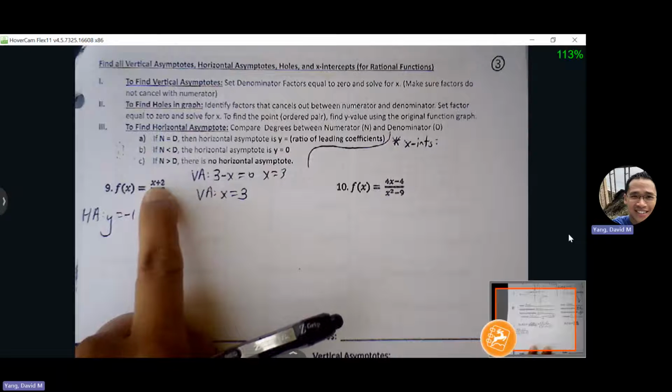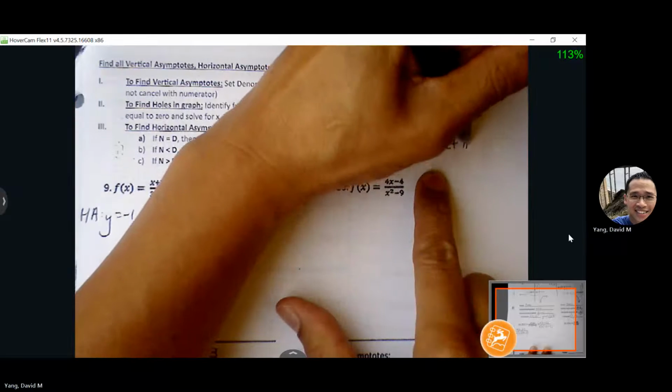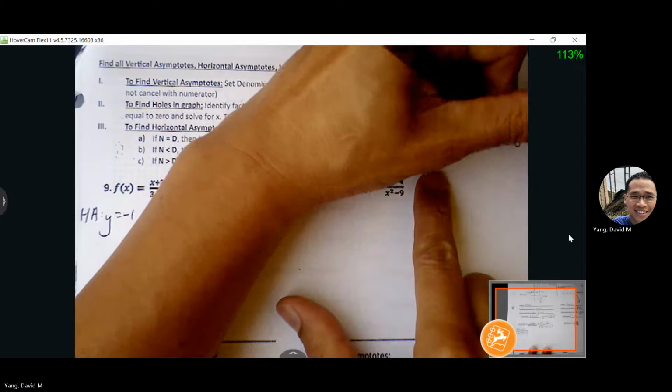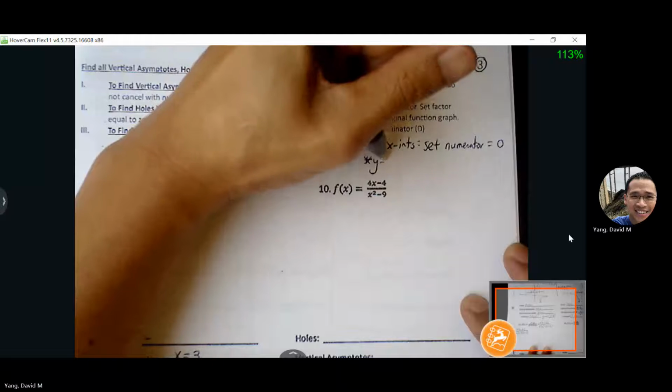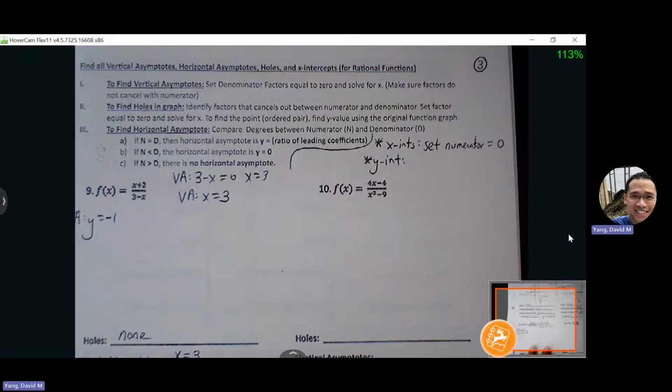X-intercept is the part of the graph that crosses the x-axis, right? So we set the numerator equal to 0 to find the x-intercept. To find the y-intercept, we're going to replace every x with 0 and then solve for y. So after all the x's are 0, we look to see what's left over.